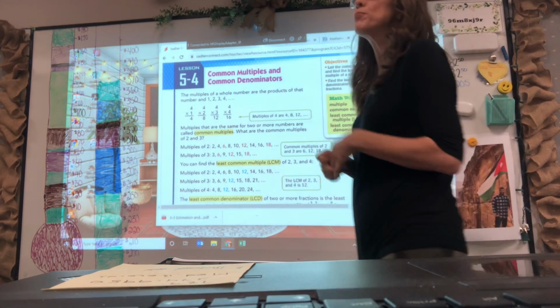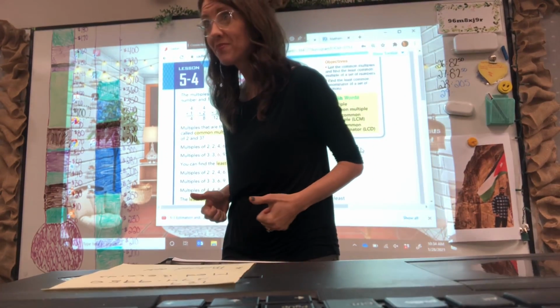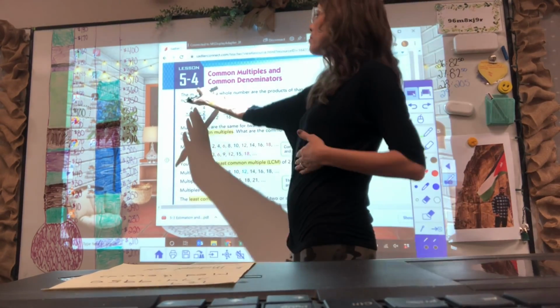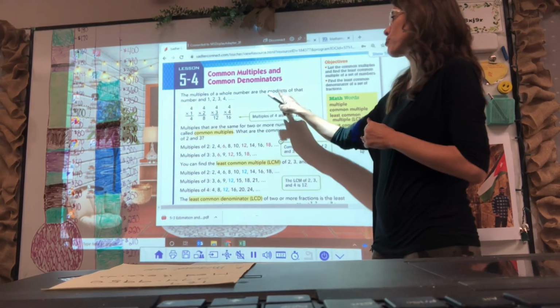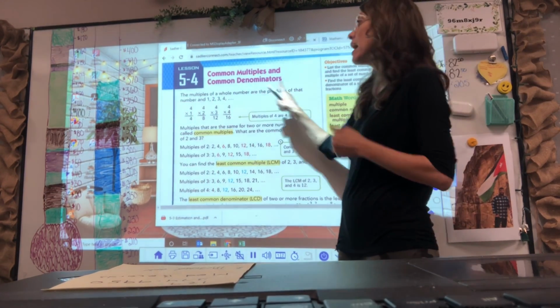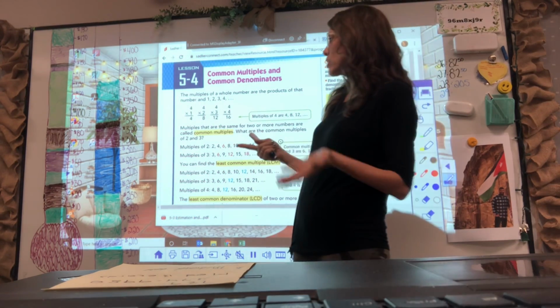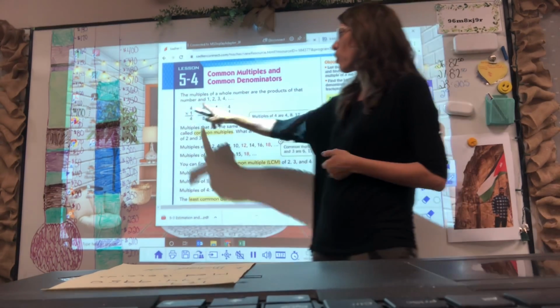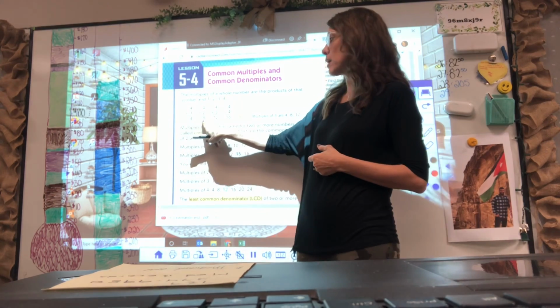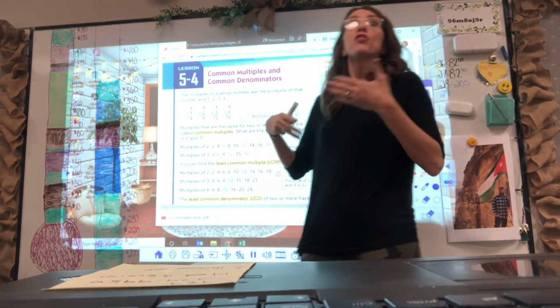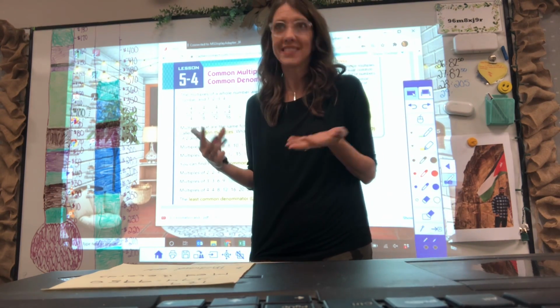And we know that multiples multiply. They go higher. So let's look at this. The multiples of a whole number are the products of that number and 1, 2, 3, 4. So for instance, if you are going to find the multiples of 4, you take 4 times 1 and 4 times 2 and 4 times 3 and 4 times 4 and 4 times 5, and you keep going. The multiples multiply. That makes sense, right?